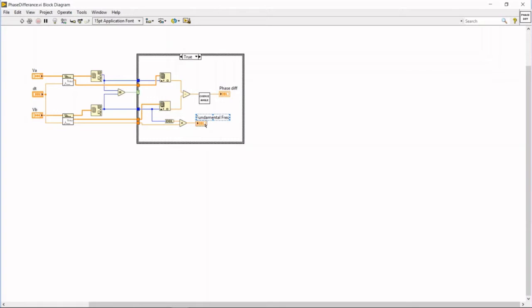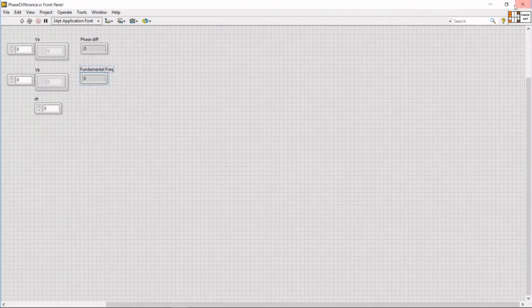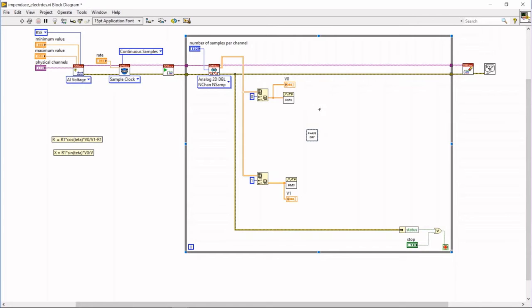With fundamental frequency, we have to convert this index, that is a 32 integer, to double value and multiply it with our delta frequency constant, and as the output we get fundamental frequency. Okay, so I'm going to close this. We placed it on our block diagram, and now we can subtract the VA and VB there.